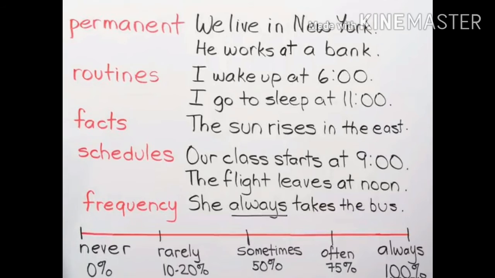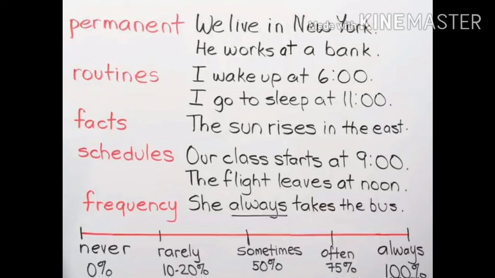So let us see the permanent sentences. We say a sentence is permanent according to the action it is done. We live in New York means from many days we are there, and still now and in future also we are going to stay there only. So then we say we live in New York.